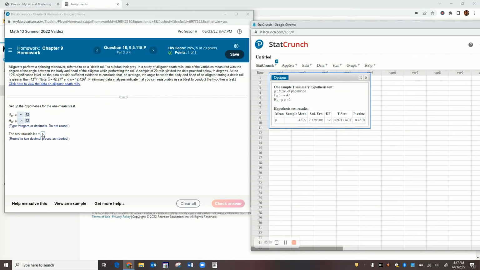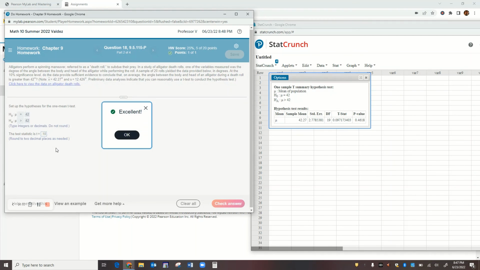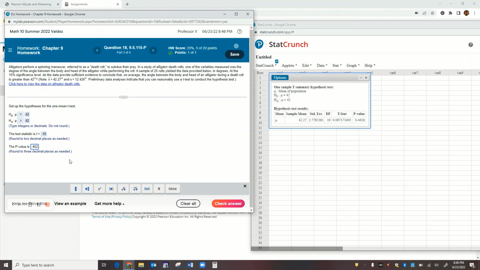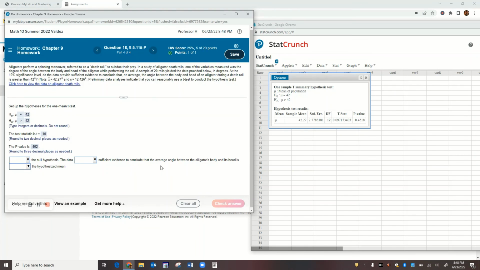So the test statistic is here, 0.097, only 2 decimal places though. So 0.097 is going to round to 0.10, correct? Correct. And then the p-value, 0.4618, that's going to round to 0.462. Excellent. Again, really big p-value, 0.462.